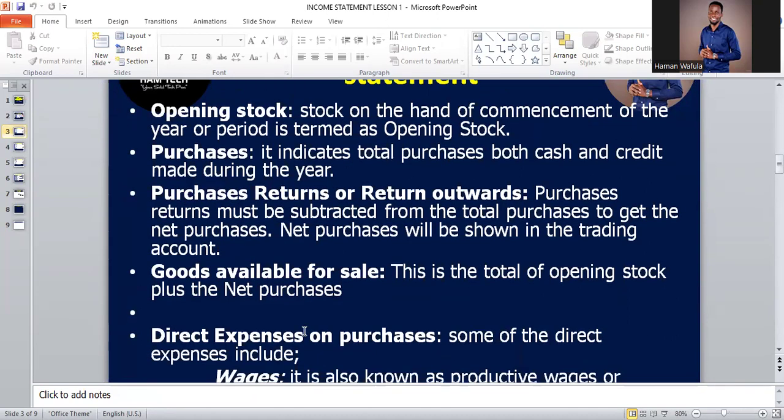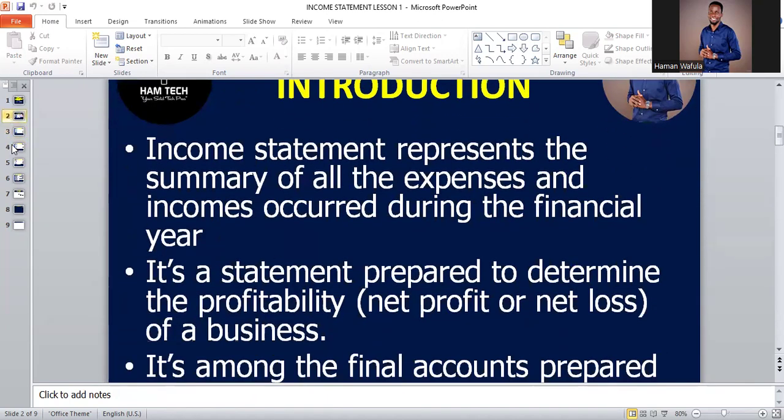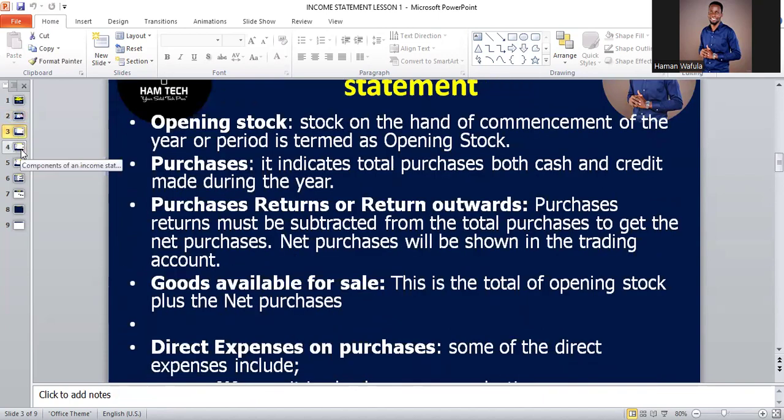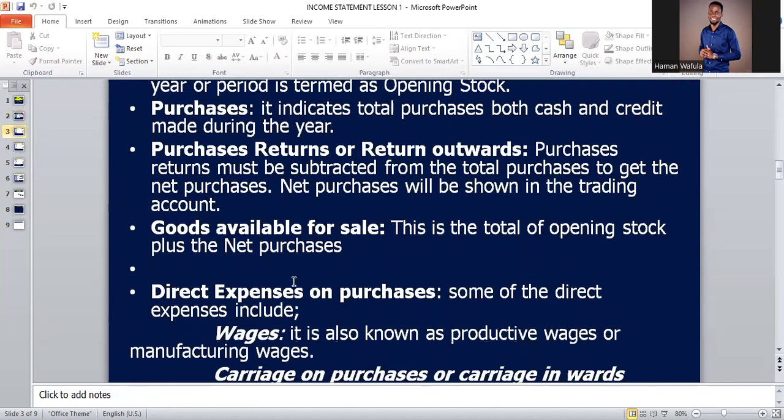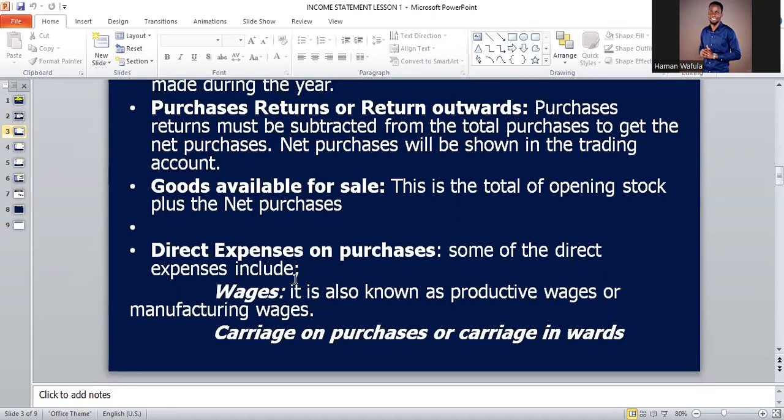We have goods available for sale, whereby we look at all the goods that you have at the moment for sale. That's why we add the opening stock plus the net purchases, to get the goods available for sale, the things you have currently that you're going to sell. Then we have direct expenses. These are expenses that directly affect the purchases of the business, where we have wages, and we also have carriage inwards.